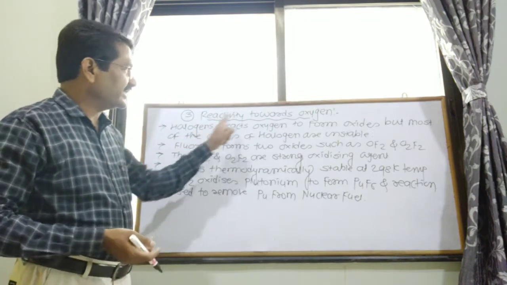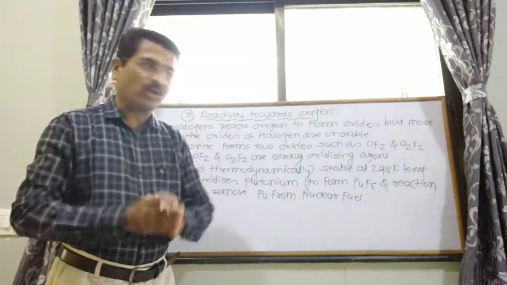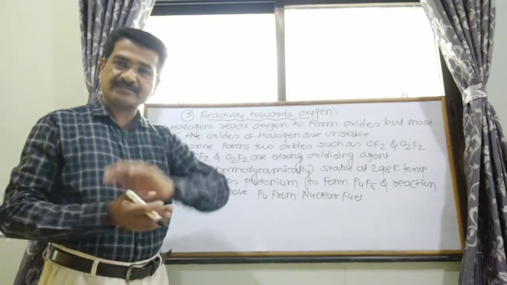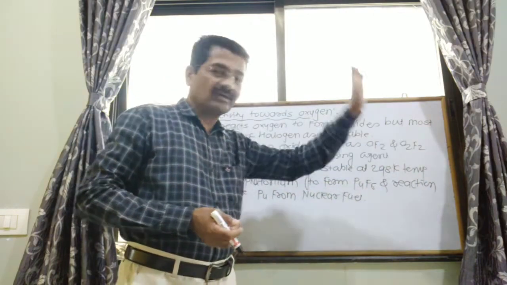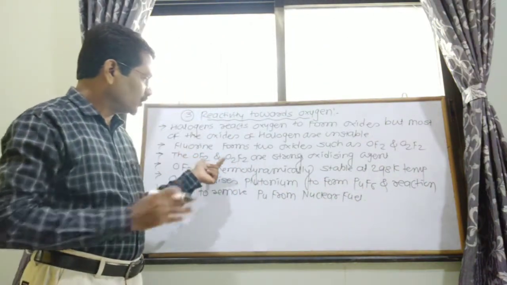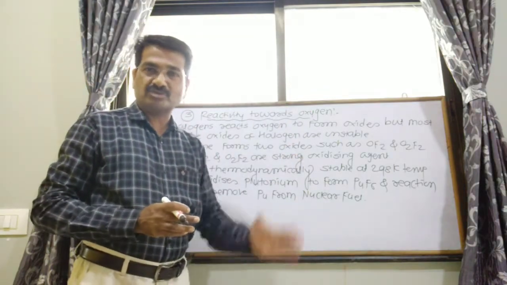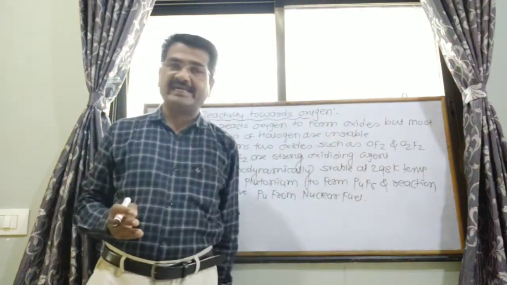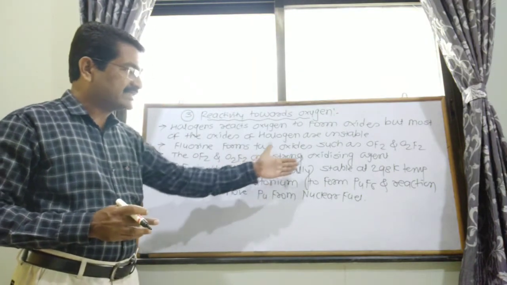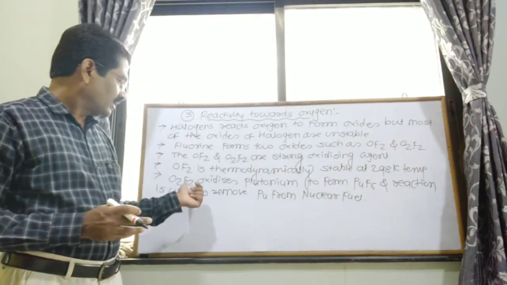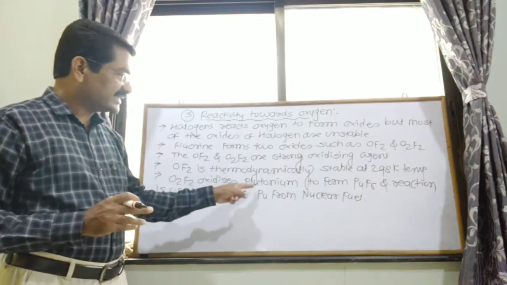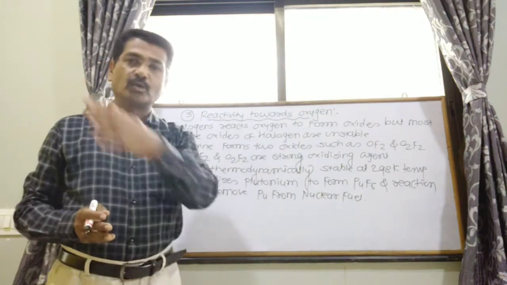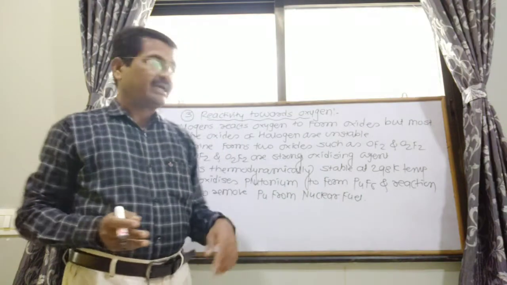See again, halogen reacts with oxygen to form the oxides, but most of those oxides are unstable. The first halogen, that is fluorine, forms two oxides. First is the OF2 and second is the O2F2. Both are strong oxidizing agents, meaning both oxides are used for oxidation reactions. OF2 is thermodynamically stable at 298 Kelvin temperature, but O2F2 oxidizes the plutonium to form the plutonium hexafluoride, and that reaction is used to remove the plutonium from nuclear fuel.